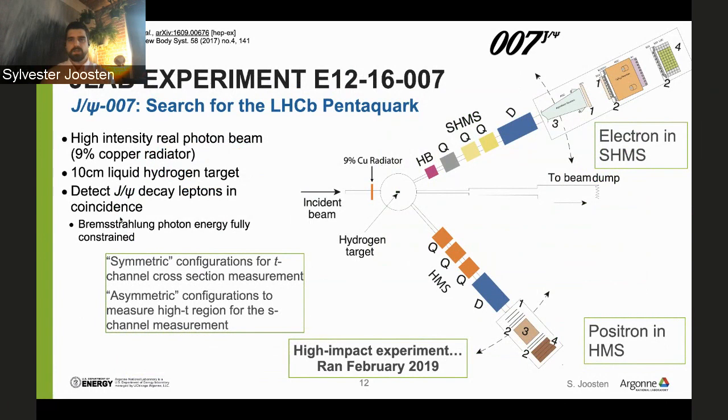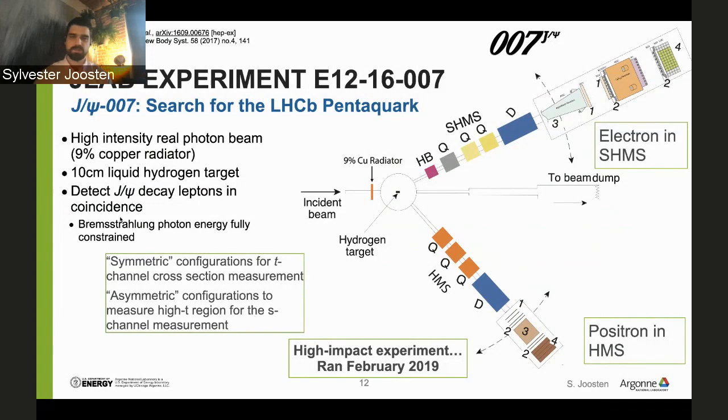Because we're sitting at the Bremsstrahlung tip, we can get a clean measurement where we fully constrain the photon energy through the decay J/psi. We would run this in two different configurations: symmetric to go to low t and measure the t-channel cross-section at low t, and then asymmetric to map out the high t region, which is extremely hard to measure in other experiments where you don't have this type of luminosity. I also want to point out that this is really a very old-fashioned way of doing this measurement. There are a lot of similarities to the measurements that measured some of the key parameters of J/psi production in the mid-70s.